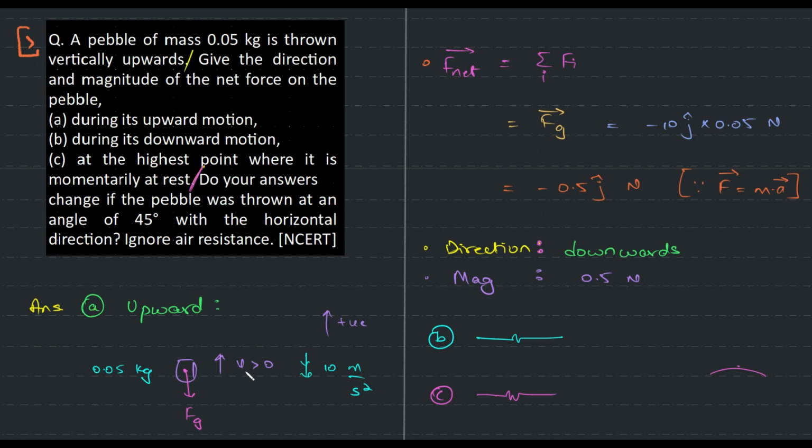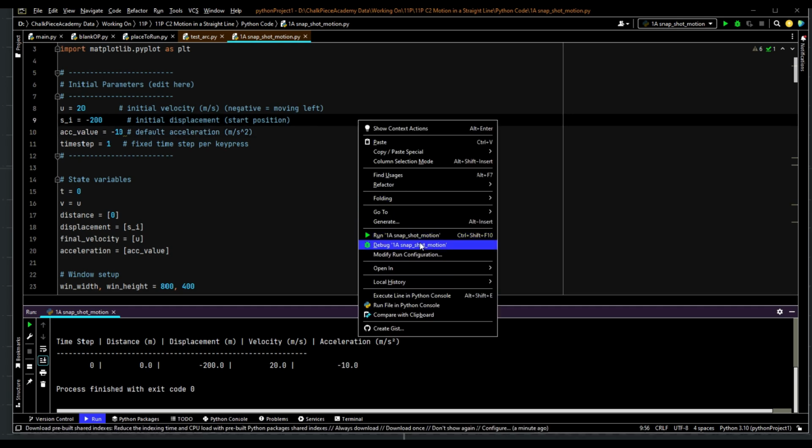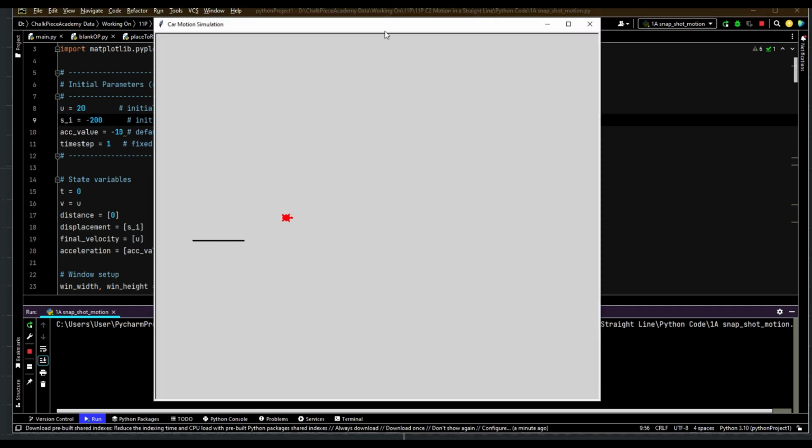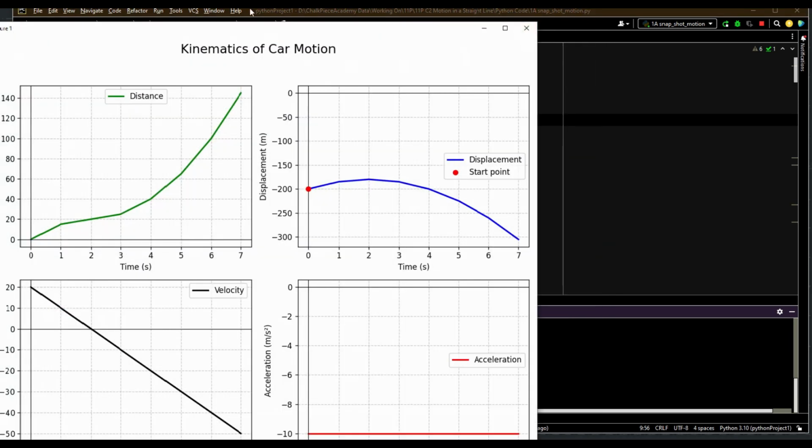Now, the velocity is the one that becomes 0 at the peak, but the acceleration will not change. This we have seen in chapter 1 actually. Let me go back to that. When I say first chapter, I always mean one-dimensional motion. So we have the acceleration to be minus 10, initial velocity to be 20. The object is going forward, and of course, eventually it will come back.